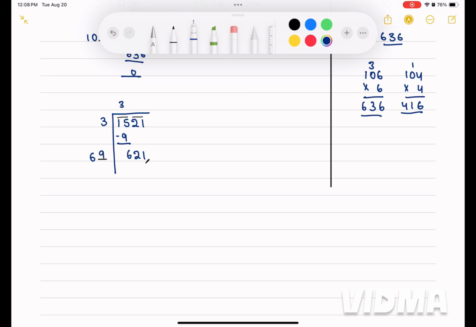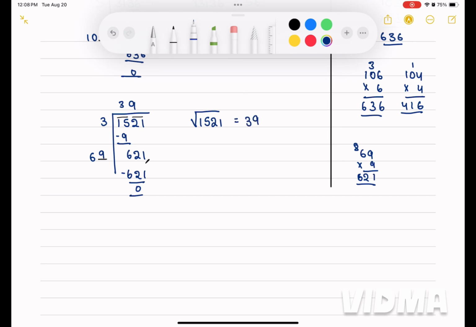69 into 9 should give us 621. 81. Perfect. That's 621. Which means 69 into 9 gives us 621. And therefore, the square root of 1521 equals 39. There you go.